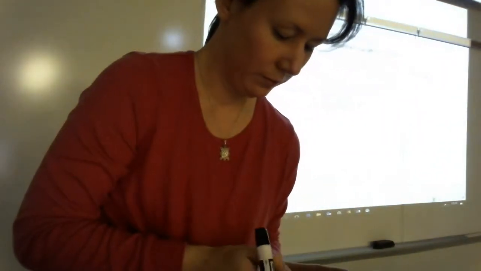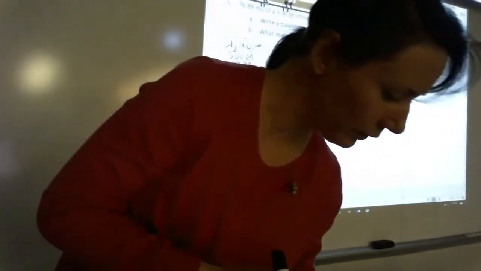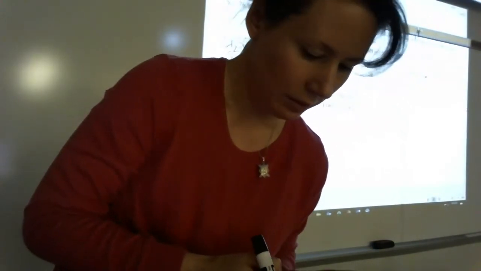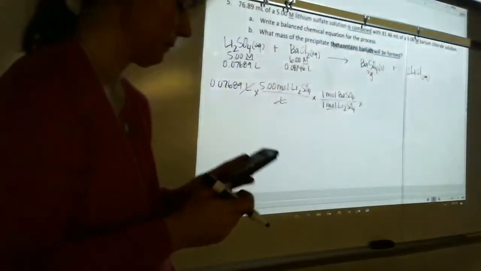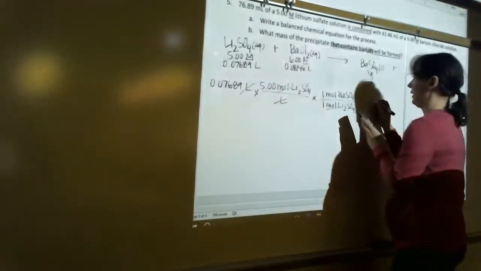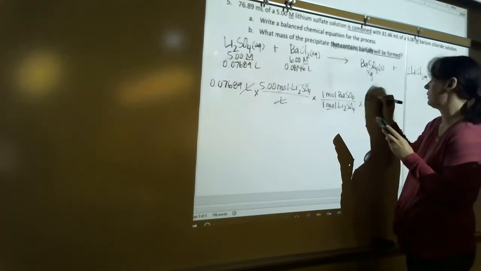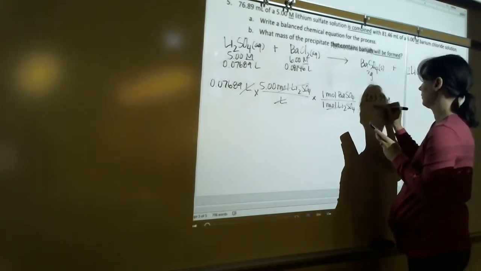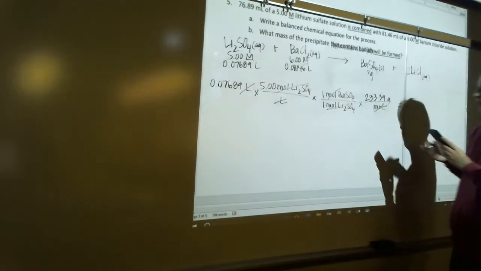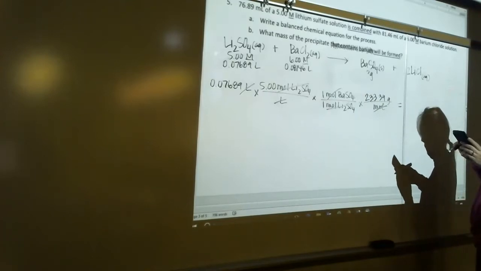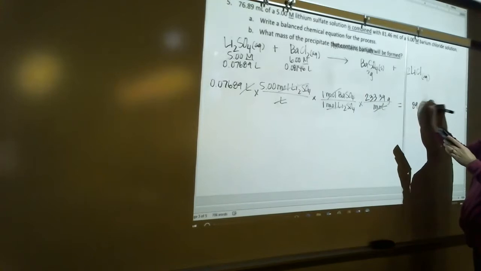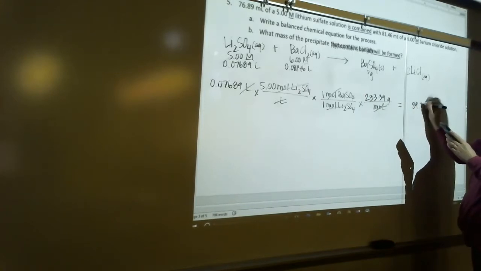So 137.327, 32.066. You get 233.39 for your molar mass. Do we agree? All right, so times 5 times 0.07689. Keeping 3 sig figs, 89.7 grams.